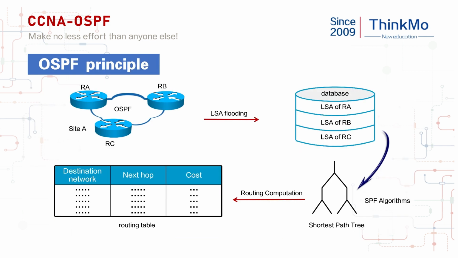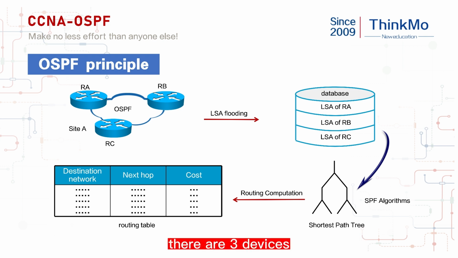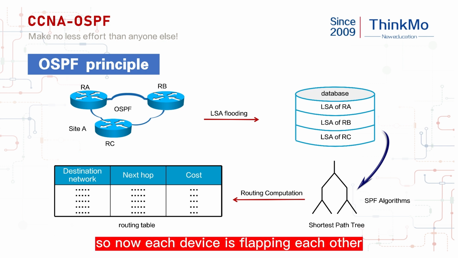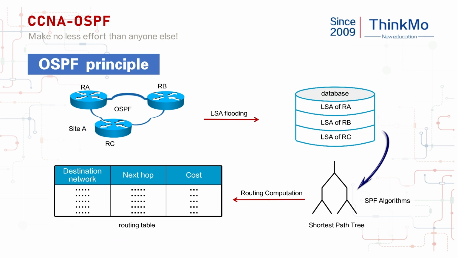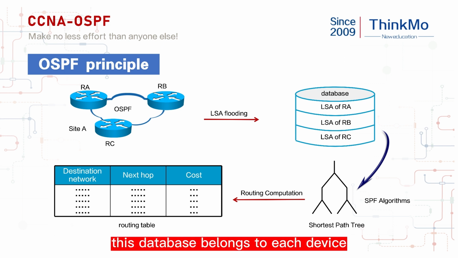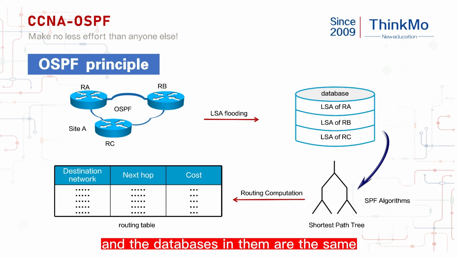Let's take a look. It's actually very similar to the one I just drew. There are 3 devices. They all generate a lot of LSAs. So now each device is flooding to each other. Each device learns from other devices. It's called a database. This database belongs to each device. That is, RA, RB, and RC each have one. And the databases in them are the same. It also looks like a bucket.